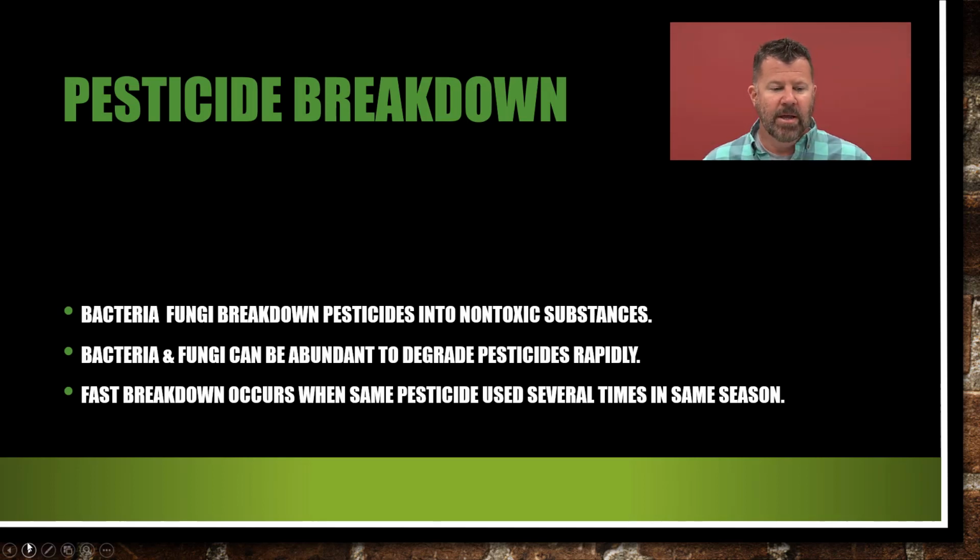Pesticide breakdown. Bacteria and fungi break down the pesticides into non-toxic substances, and then the bacteria and fungi can be abundant enough to degrade pesticides rapidly. This fast breakdown occurs when the same pesticide is used several times in the same season. And guys, I know why that happens. You guys are buying your chemicals up front. You're wanting to save money, getting that discount, ordering it for the year, but you cannot do that when it comes to pests, guys. So don't use it over and over again, especially during the same season.